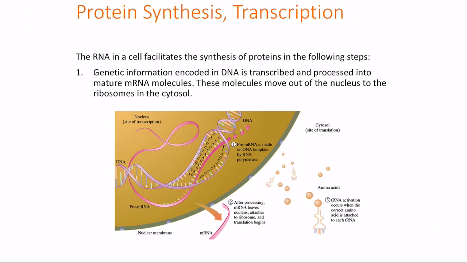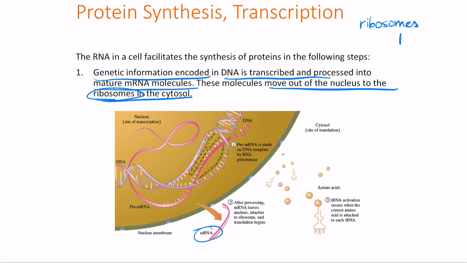So what is happening here? First, we discussed that there is pre-mRNA and the pre-mRNA splits itself and finally creates the mature mRNA. So once the mature mRNA comes out of the process here, the genetic information encoded in the DNA is transcribed and processed into mature mRNA molecules, and these molecules move out of the nucleus to the ribosomes. So ribosomes are protein factories. Think of them as protein factories.